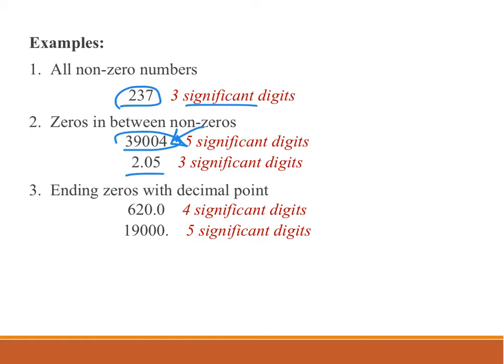And then again, a zero in between when you have a decimal point or not is significant. So we have 3 significant digits.